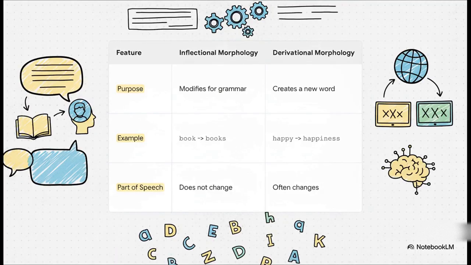Now for your exam, this table is absolutely critical. You have to know the difference between these two. On one side, we have inflectional morphology. This is all about grammar. Think about adding an S to make a book into books. It's still a book, just a plural one. The part of speech doesn't change. But derivational morphology, on the other hand, creates a totally new word, often with a different part of speech. When you add ness to the adjective happy, you derive a brand new noun, happiness.